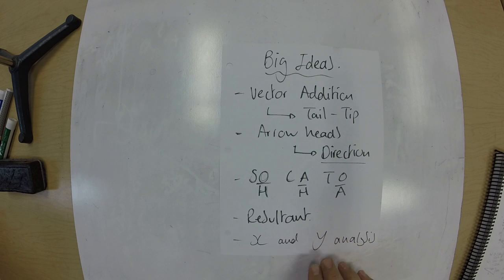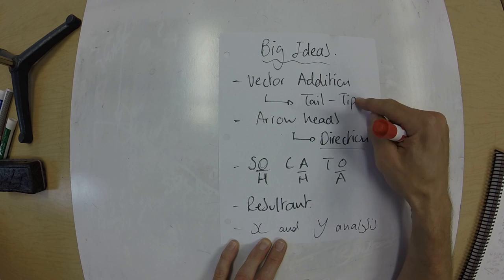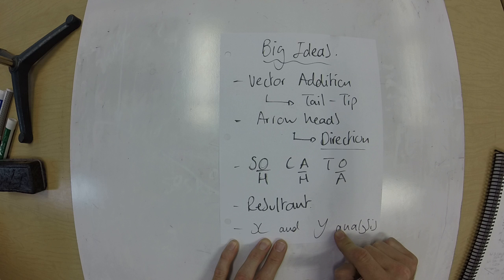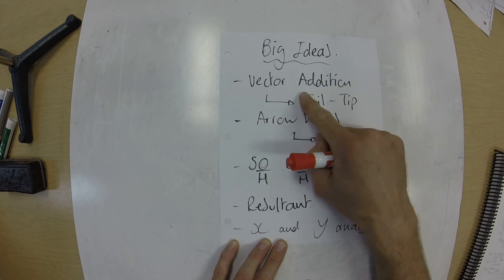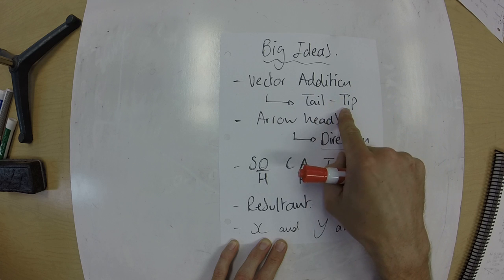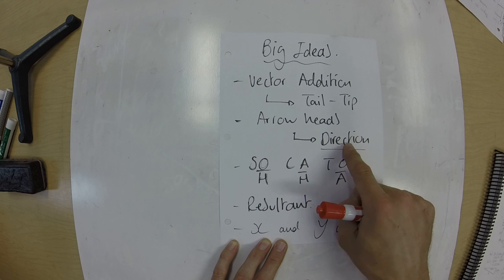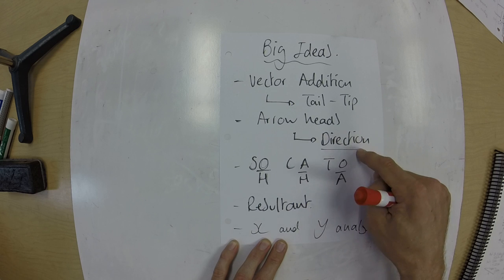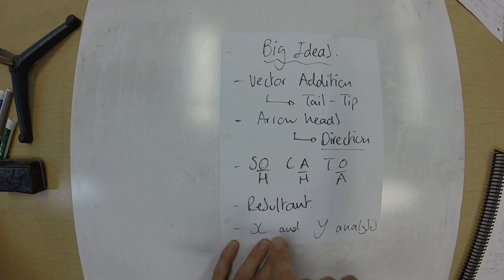I'm going to be constantly referring back to these big ideas. As you're doing a vector addition problem, you've got to constantly check that you're doing these big ideas as you go through, because most of the mistakes are when you don't do these things. In other words, if you're adding vectors together, you've got to make sure they're tail to tip. The arrowheads need to be on your vectors, and you need to recognize that there's a direction then associated with the arrowhead. Anything to do with a triangle, we're going to be using SOHCAHTOA, but also, of course, Pythagorean theorem. And we're going to be recognizing a resultant which comes about by analyzing the x and the y.